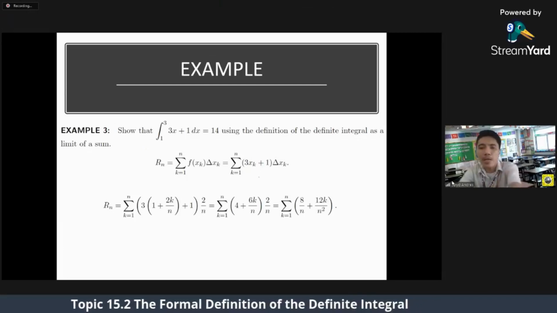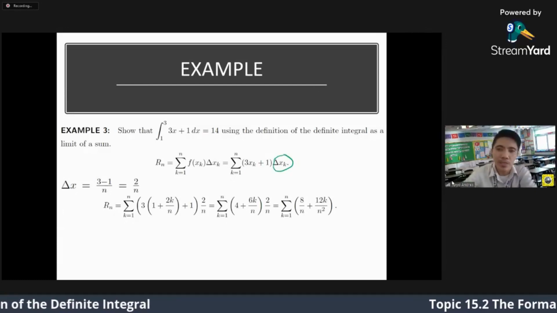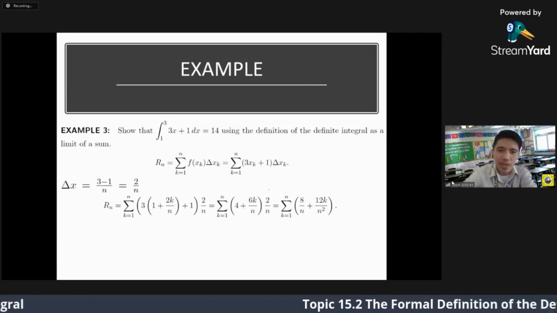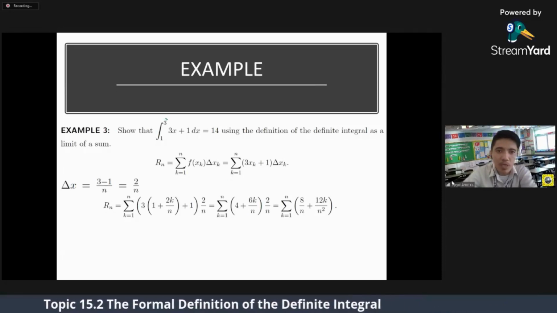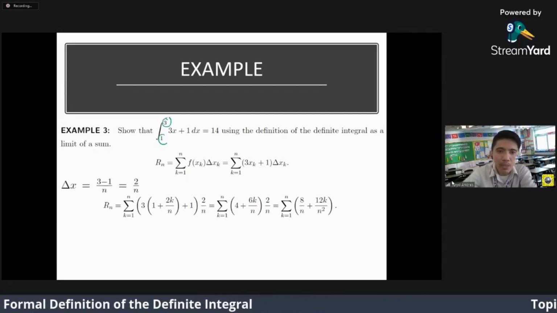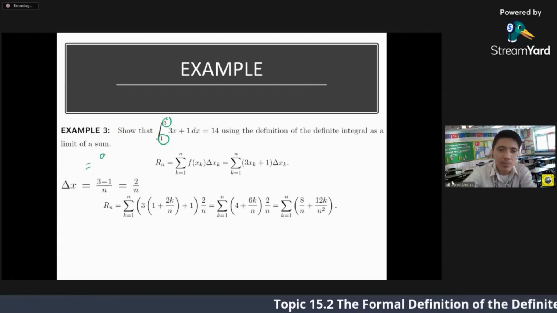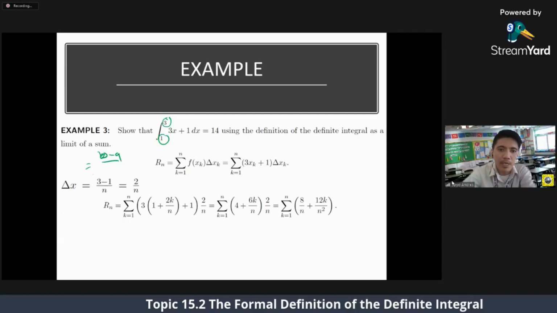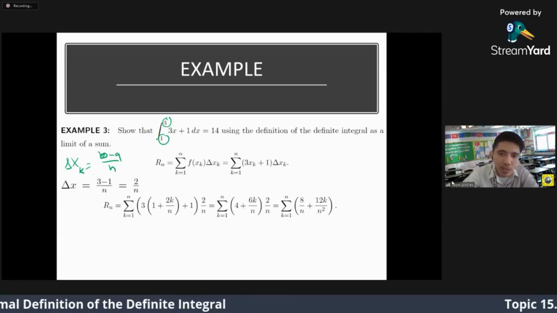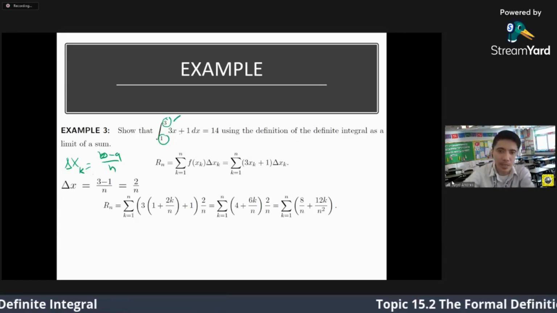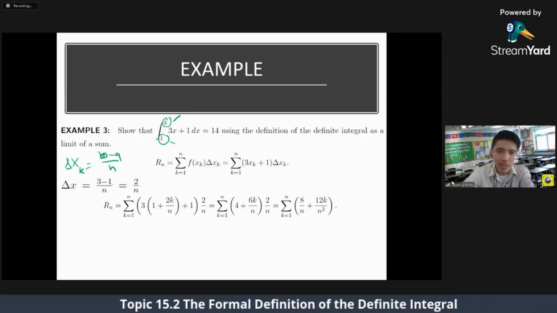The next step is to determine delta x sub k. To determine delta x sub k, actually, you just use your boundary from 1 to 3. So 3 minus 1 divided by n. This is the formula: b minus a over n. That is our delta x sub k formula. The b is the upper limit, and a is the lower limit. So therefore we have 3 minus 1, that's 2 over n.